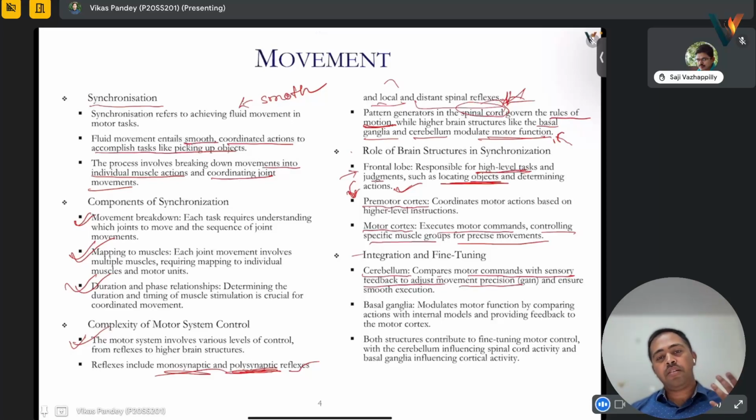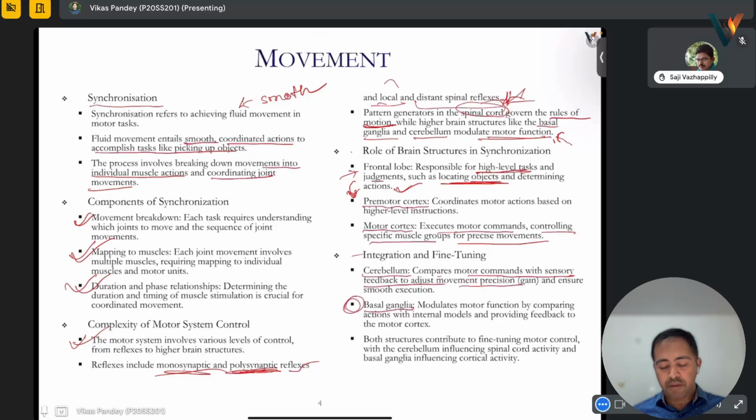For fine tuning, the cerebellum does a feedback mechanism through our sensory inputs. Like we have touched something, we are able to feel it, and then how much strength has to be put or not put, that part. Then basal ganglia have the role of modulating this motor function by comparing action with internal models or providing feedback.